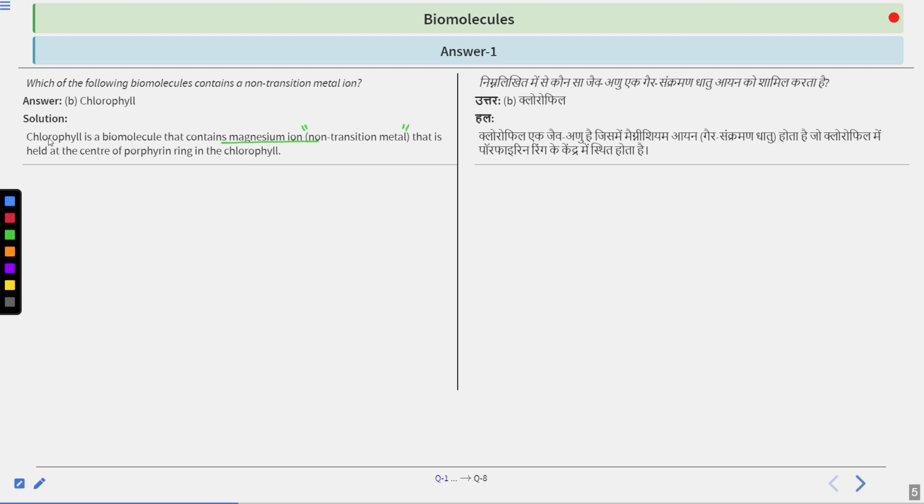So basically, chlorophyll is a biomolecule which has a magnesium ion held at the center of the porphyrin ring in its structure. That is why we say that chlorophyll is a biomolecule containing a non-transition metal ion, because magnesium 2 positive ion is present in the structure of the chlorophyll, held in the center of the porphyrin ring. And that is why our correct option is option B, that is chlorophyll.